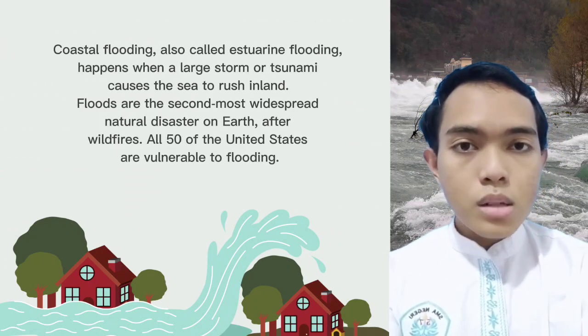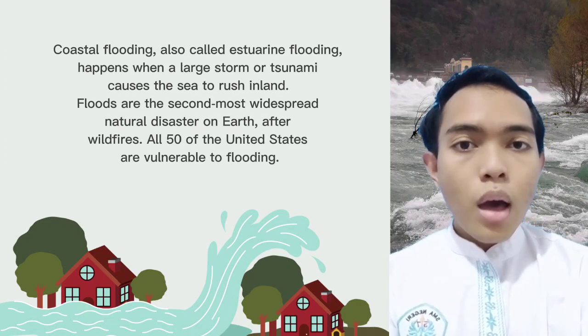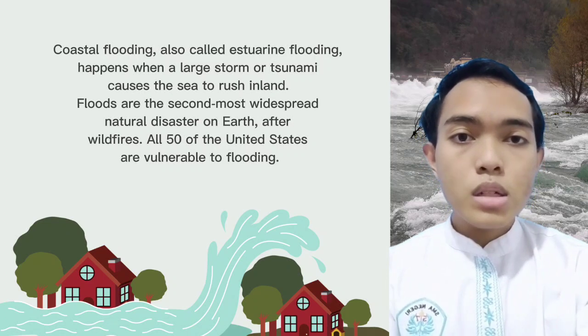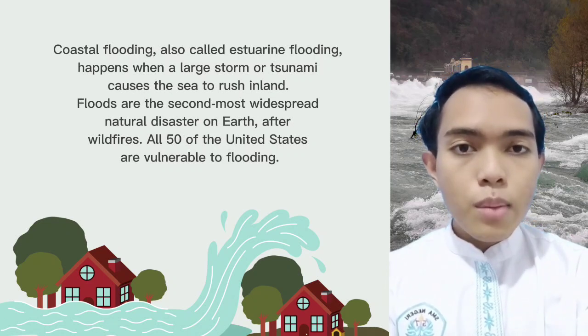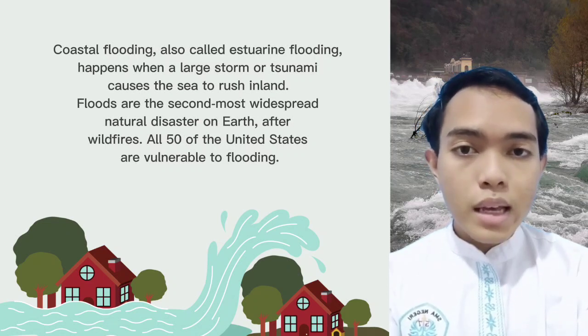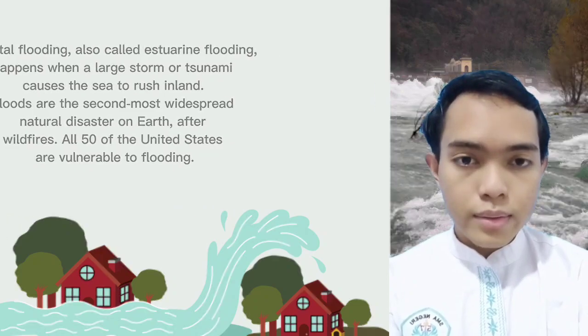Coastal flooding, also called estuarine flooding, happens when a large storm or tsunami causes the sea to rush inland. Floods are the second most widespread natural disaster on Earth after wildfires. All 50 of the United States are vulnerable to flooding.